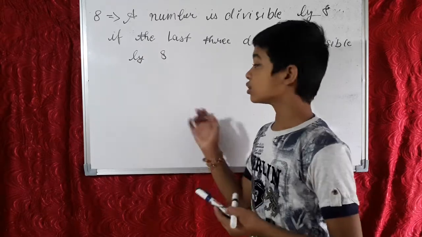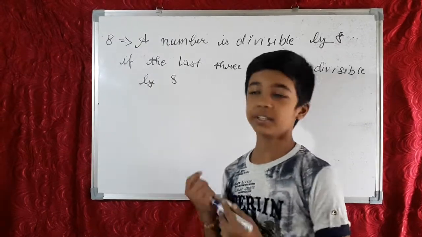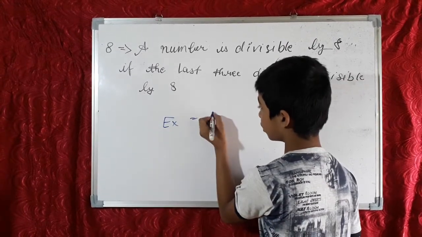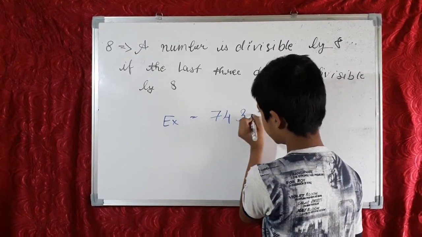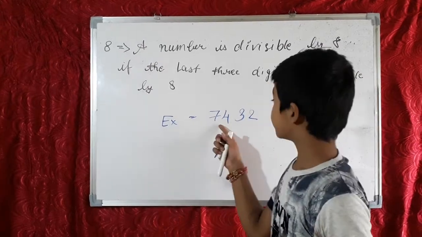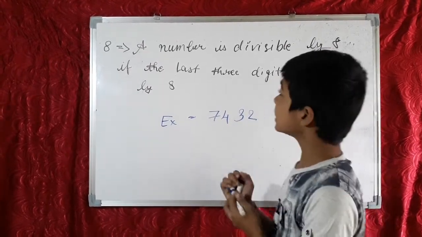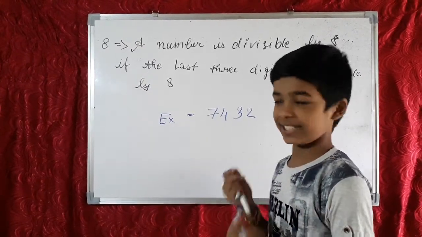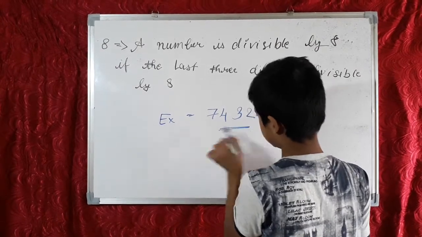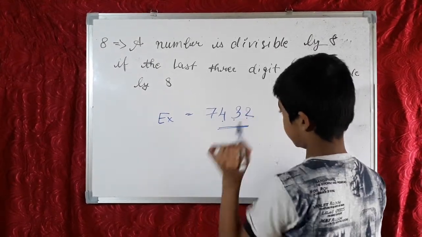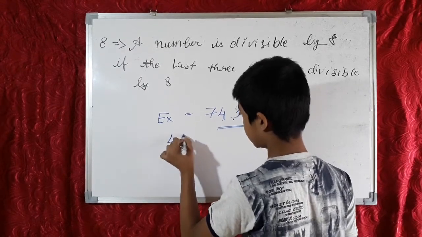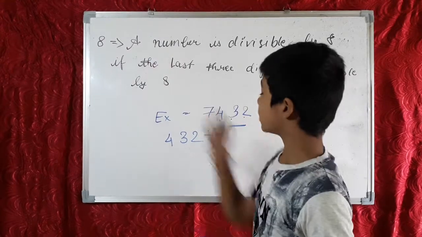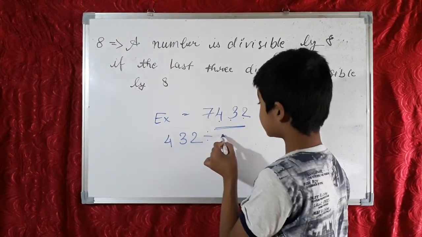So we are going to show you an example. Now we are going to take one example: 7432. In the divisibility test, we have to see the last 3 digits, the hundreds, tens and unit digits. So we will take 432. Now what we have to do? We have to divide this 432 by 8.